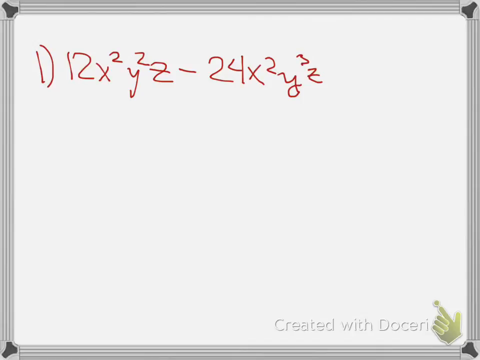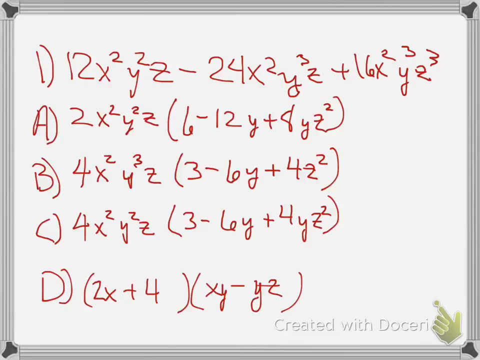You see something that says do the greatest common factor, and you've got 12x squared y squared z minus 24x squared y cubed z plus 16x squared y cubed z cubed. Let's try that again. The pen's not working with me very well. Okay, so let me set up some answer choices for you. Okay, so here are some answer choices.